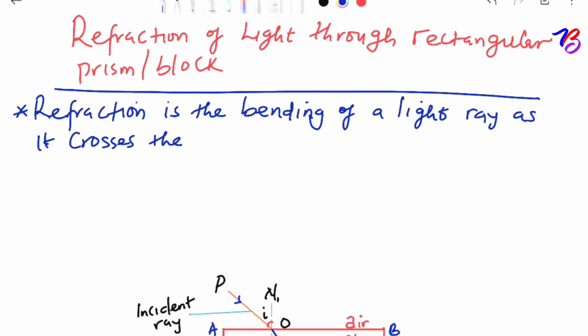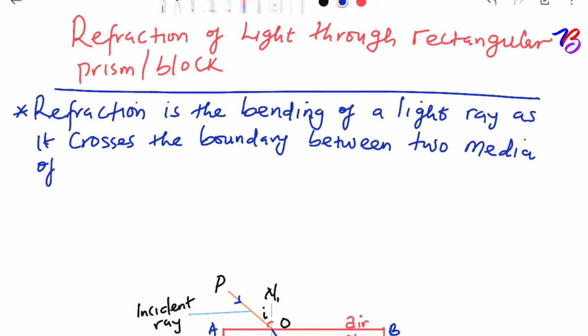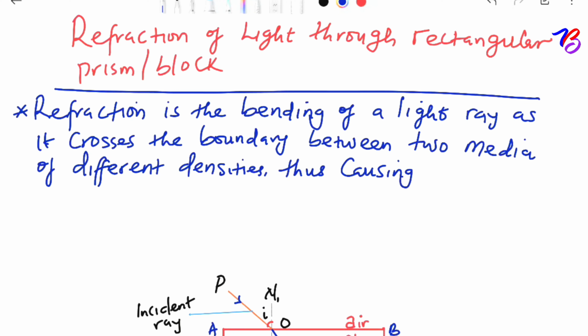So when light moves from one medium and it enters into another medium, it will bend. So this is what the definition is trying to capture here. So refraction is the bending of a light ray as it crosses the boundary. The boundary is the surface between two media. The plural of medium is media. So between two media of different densities. I hope you are following. Of different densities. So density affects light rays, thus causing a change in its direction.